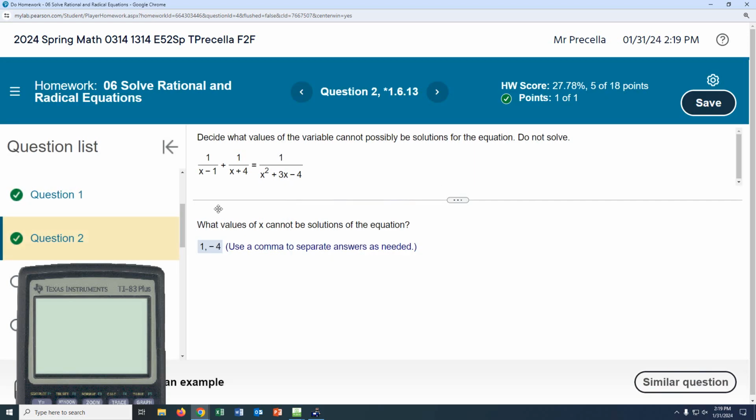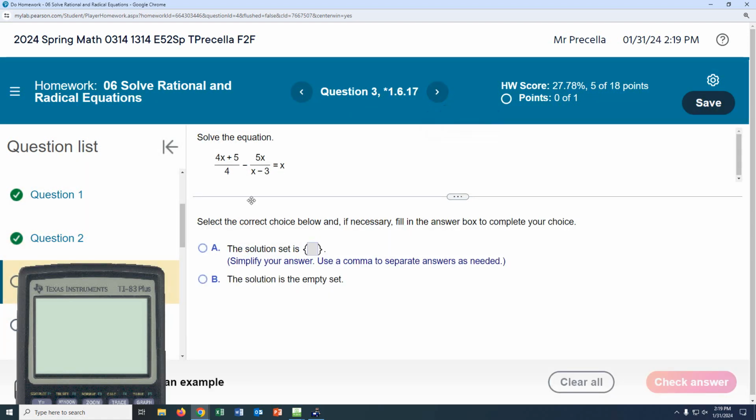It's going to stop being quite so fast now because they're through just asking us what numbers can't be solutions. Now we're going to have to start solving the equations and finding the solutions. Switch over. I have some writing I need to do.